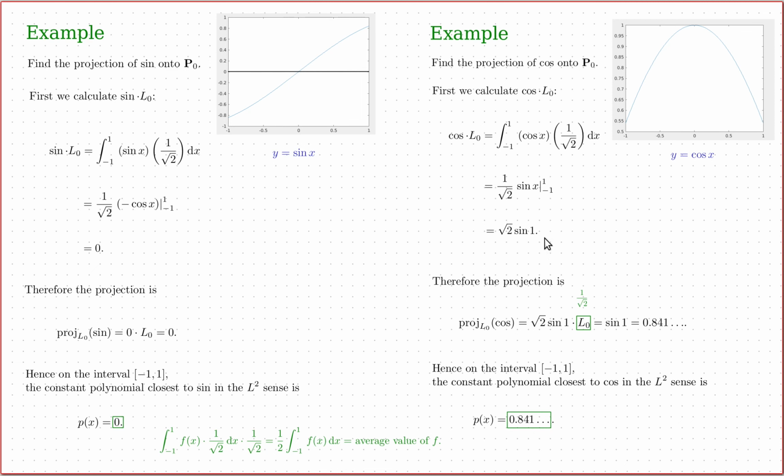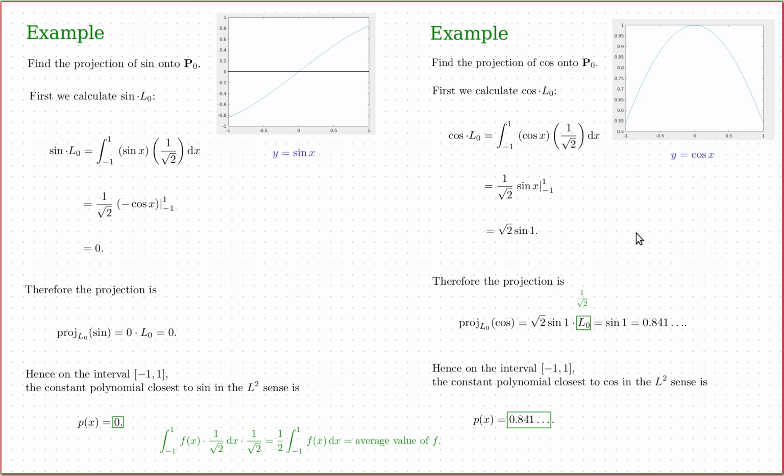Now, there's less going on here than meets the eye, right? This is one of those cases where things are actually simpler than they look. All we've actually done in computing these projections is compute the average value of the function. The average value of the sine function on the interval from -1 to 1 is 0, and that's what we got for the projection. The average value of the cosine function is a little less obvious, but it turns out that, yes, the average value of the cosine function on this interval is exactly 0.841, equal to sine 1.